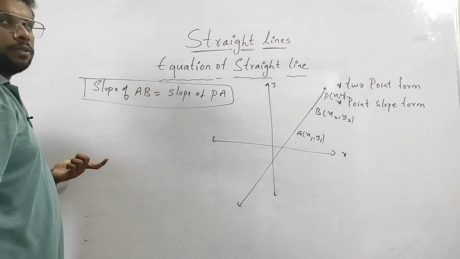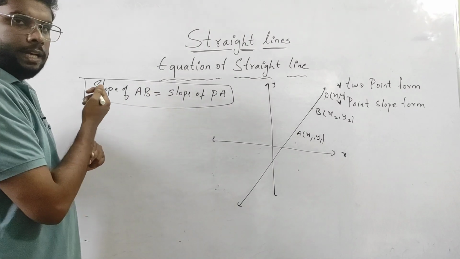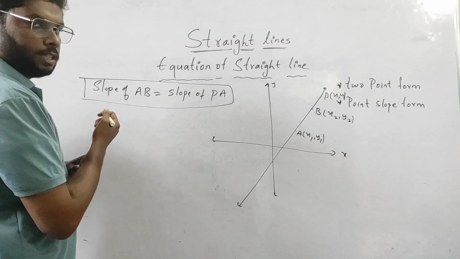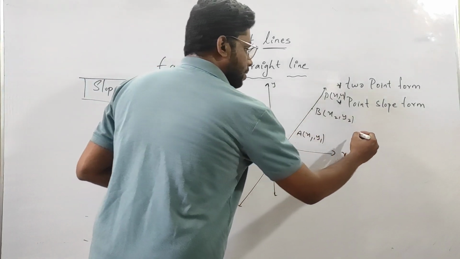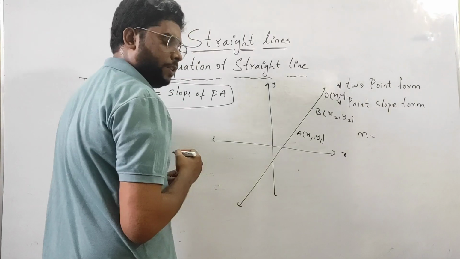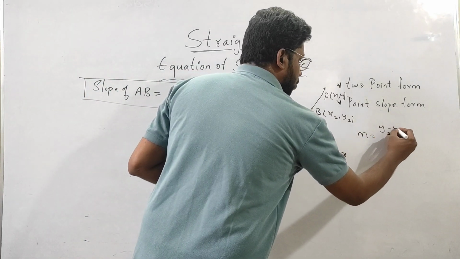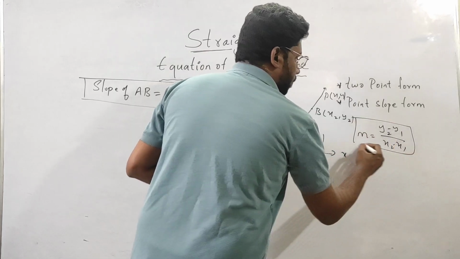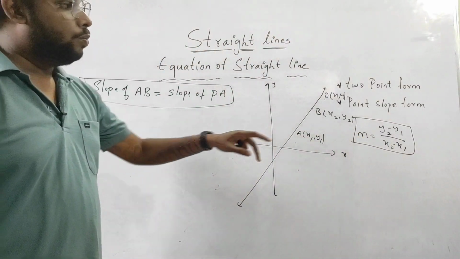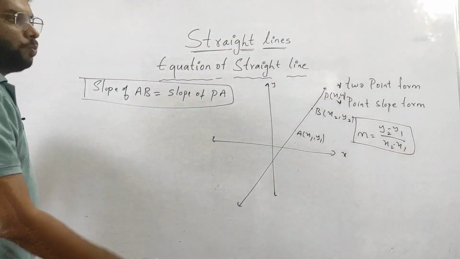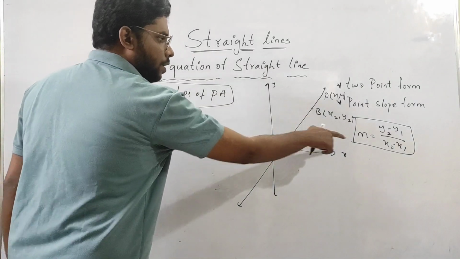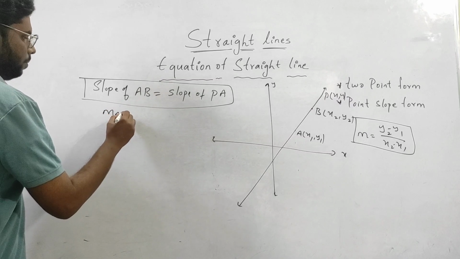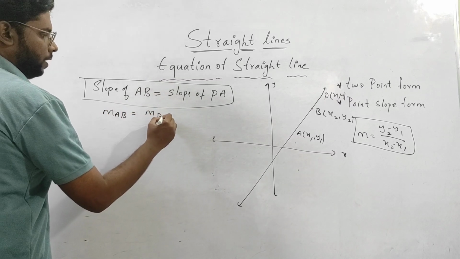Then how to find the slope? In the previous video we have seen this in detail. If you have not watched the video, the link is provided in the description. What we derived in the previous video is the formula for the slope of a line, that is m is equal to y2 minus y1 by x2 minus x1. This is the formula to find the slope of a line when two points are given. Here also we know two points. With these two points we are going to find the slope of AB, and the slope of AB is equal to the slope of PA.